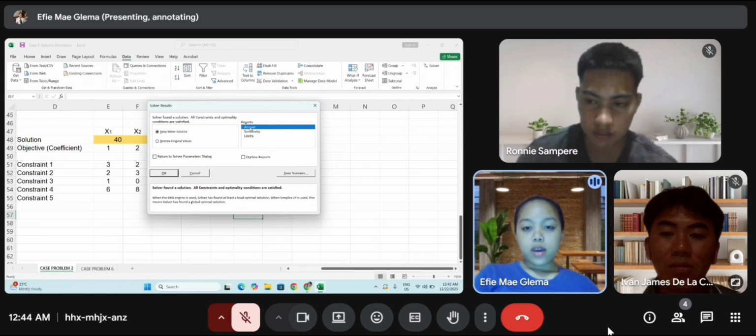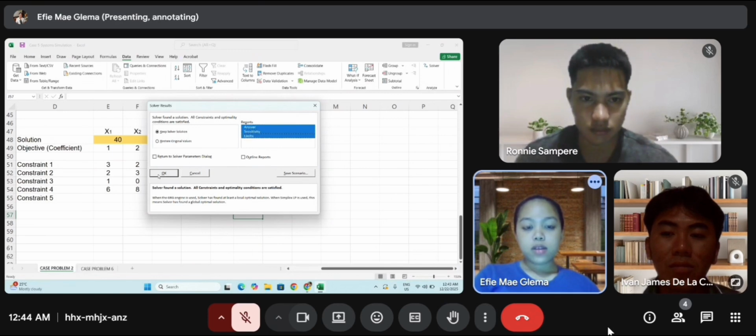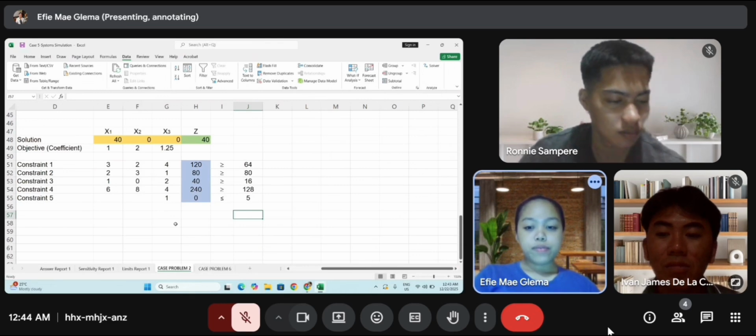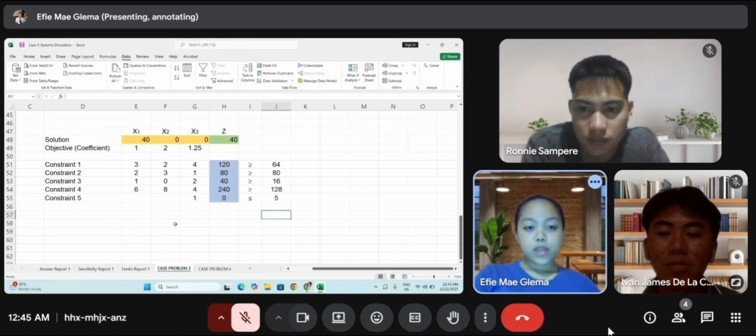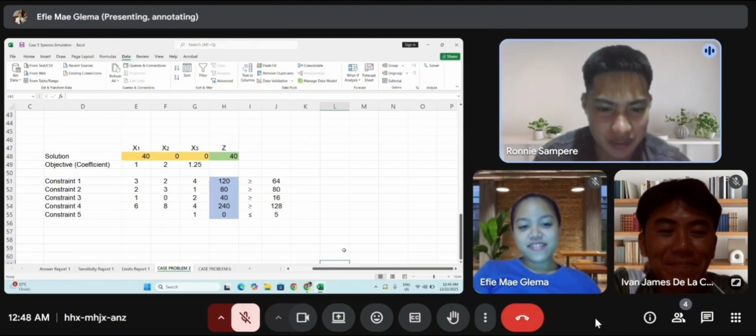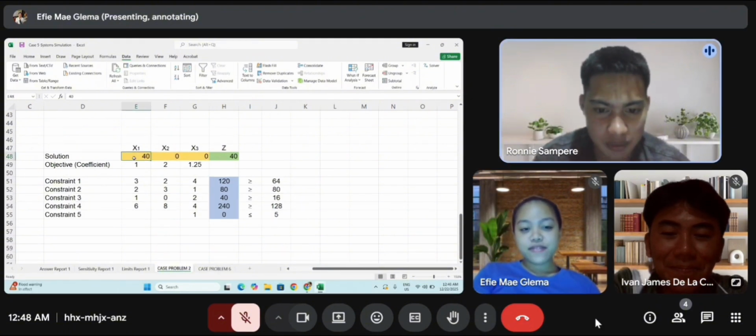Then the answer, sensitivity, and limits reports. So this is now the solution and the answer. Therefore, the least cost solution is to purchase 40 pounds of stock X per cow per month and 0 pounds of stock Y and Z, resulting in a minimum cost of 40 pesos per cow per month.